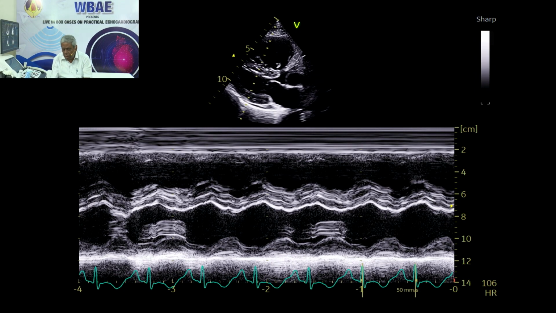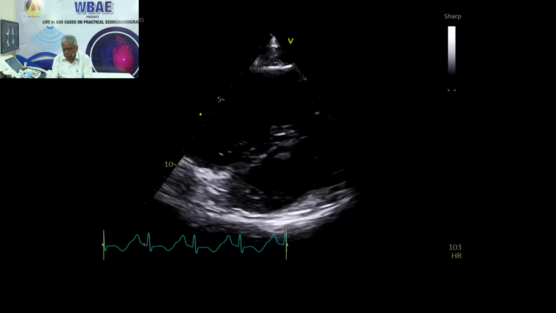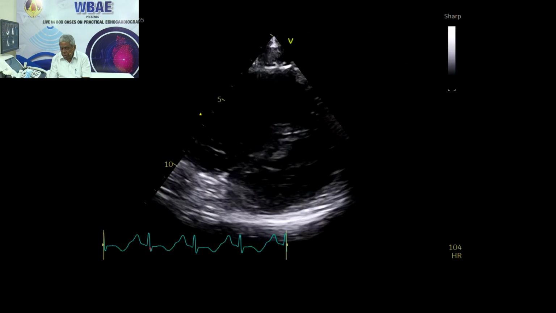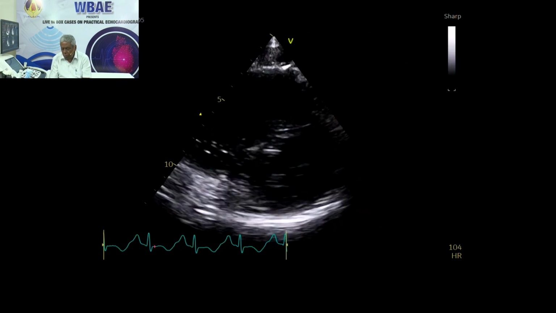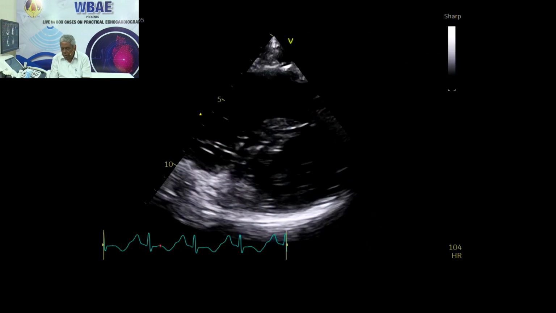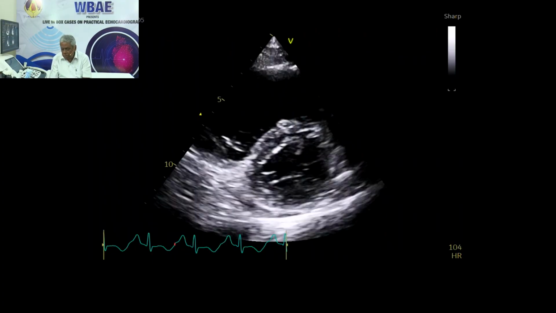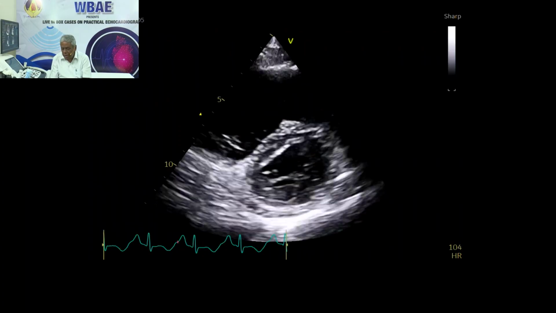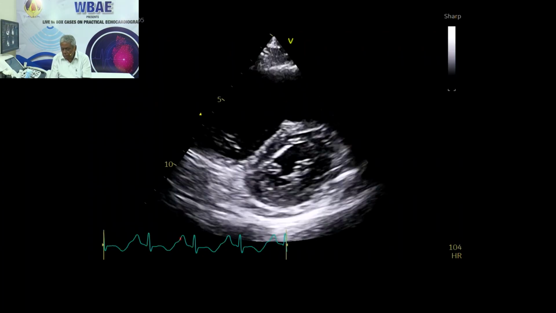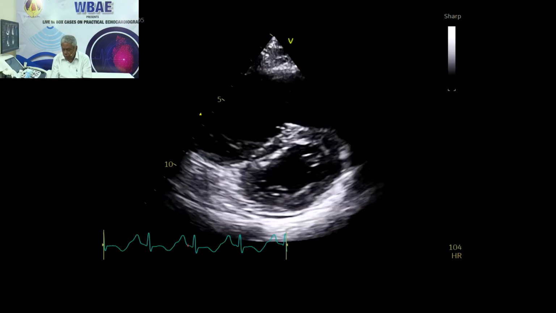This M mode of the LV-RV cavity from the parasternal long axis has been shown again not for any quantification, but to give you an idea that the RV is more dilated than it usually is, which is better appreciated in this parasternal short axis view, where you can see that the left ventricle is not circular as it usually is in these views. RV is obviously very dilated and the left ventricle is kind of D-shaped in systole, which suggests pressure overload of the right ventricle.